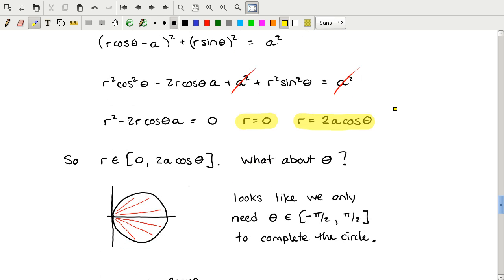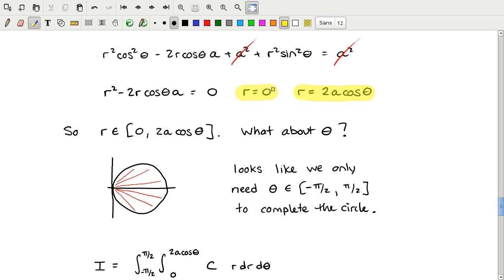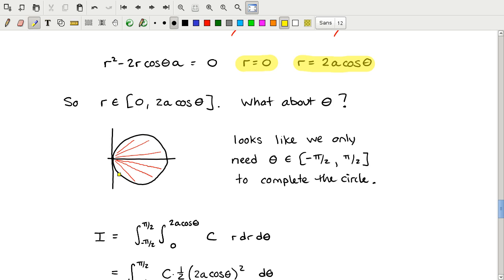So there's r. The bounds on r depend on theta. But what are the bounds on theta? If we redraw this sketch, it looks like this only occupies the 4th and 1st quadrants. And so this is the region where theta goes from 0 to pi over 2, and here it goes from negative pi over 2 to 0. So it looks like we only need minus pi over 2 to pi over 2 to complete this circle. Okay, it's not always the case that we need all the way from 0 to 2 pi.